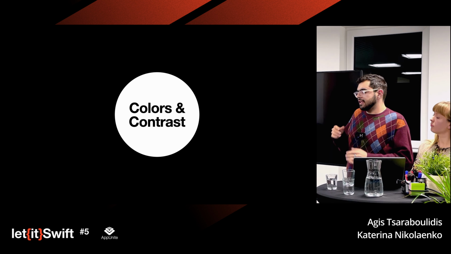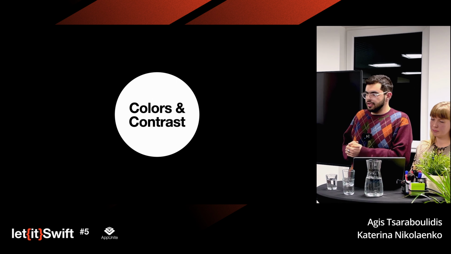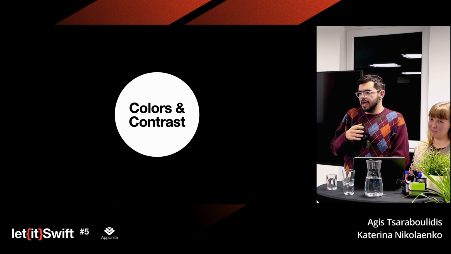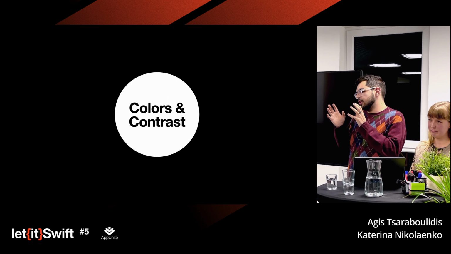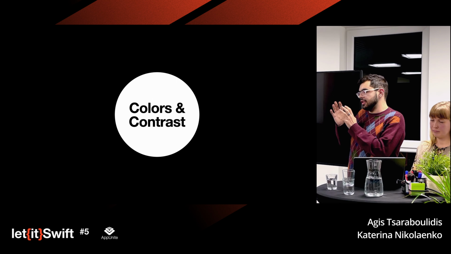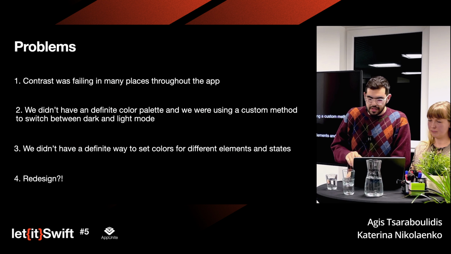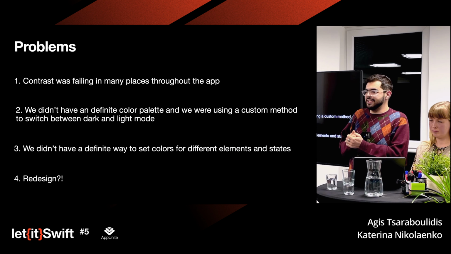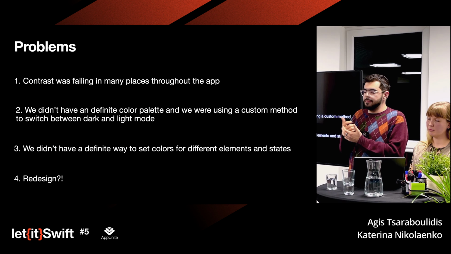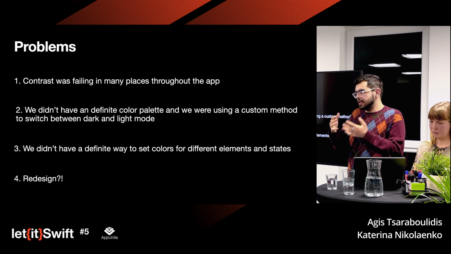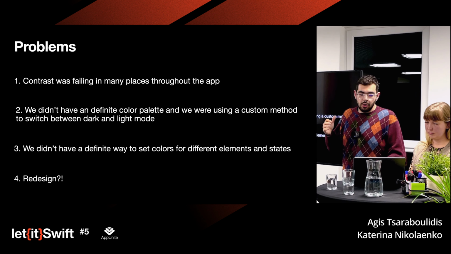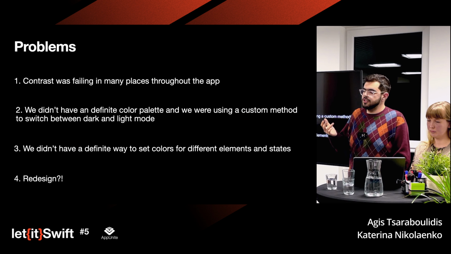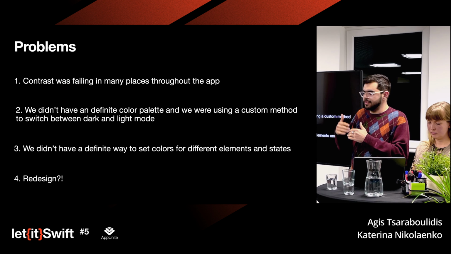The second area that I would like to talk about is colors and contrast. This is one of the areas that we spent most of the time on, mostly because we had to make a lot of changes in a lot of places. Again, working with an old system and trying to come up with a new one to replace the old system. The problems that we had here were four main ones. Contrast was failing in many places throughout the app, and that was one of the biggest issues. The second thing was that from our engineering perspective, we didn't have a defined color palette to work with, and also we were using a custom old method to switch between light and dark mode. So that adds up to the problems that we had to deal with.